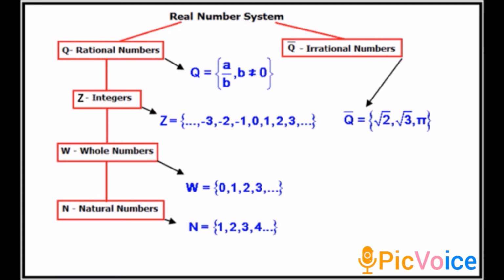Okay. In the next activity we will discuss rational numbers and irrational numbers. So in this activity what have you learned? The real number system. Among the real number system, in today's activity we have discussed in detail natural numbers, whole numbers and integers. Okay. Thank you children.